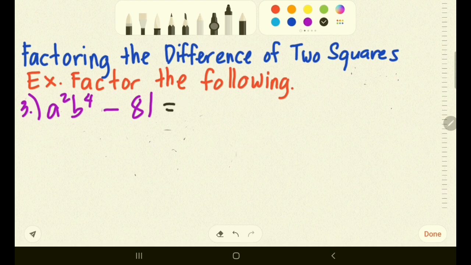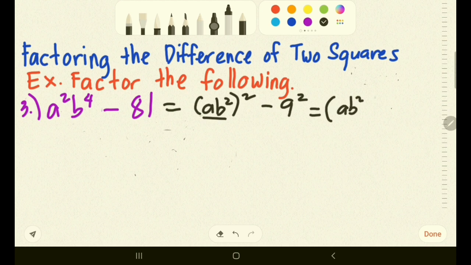The same method. Express each term to the power of 2. So, a squared, that is a. B to the power of 4 is b squared, and quantity squared. And then 81, that's just 9 squared. Factor: that is a plus b times the quantity of a minus b. So, get the base, a, b squared, plus 9 and minus 9. That's easy.